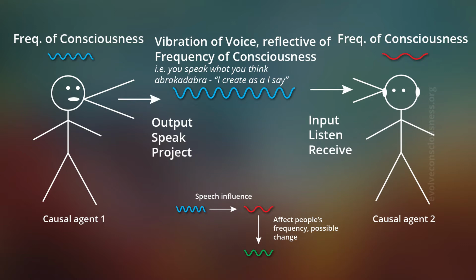So at the bottom, there's a little diagram of speech influence from the blue higher frequency to the red lower frequency, and then we have the potential to affect people's frequency and possibly help them to change. So the person's going to go from a red to a higher frequency of green because of the influence of the frequency of blue onto the person in red.